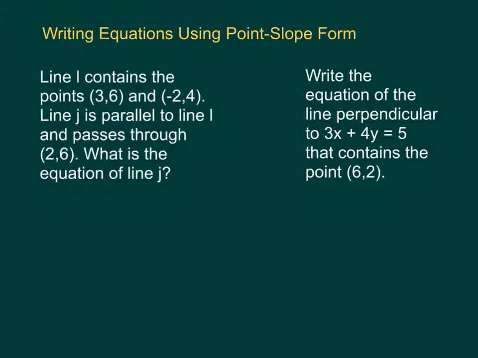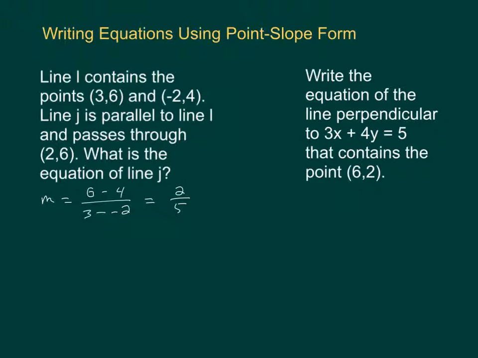What is the equation of line J? Since I know that these two lines are parallel, I know they have the same slope. So I'll start by finding the slope of line L using the slope formula. That's m equals y2, which is 6, minus y1, which is 4, over x2, which is 3, minus x1, which is -2. This becomes 2 over 5, so my slope there is 2/5.